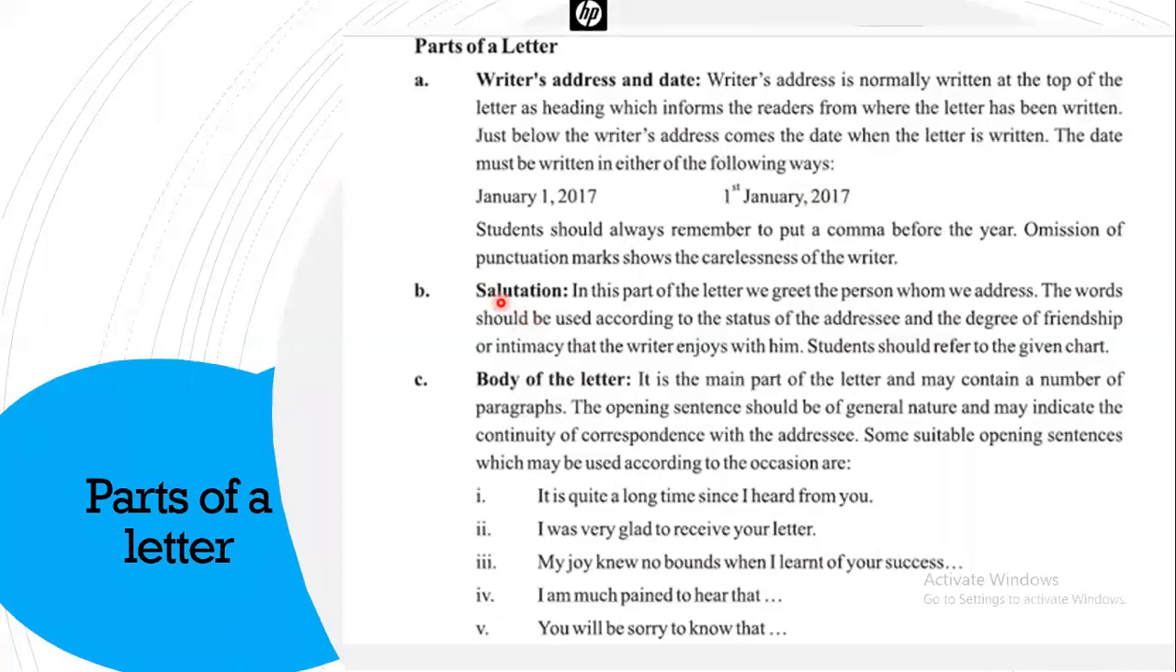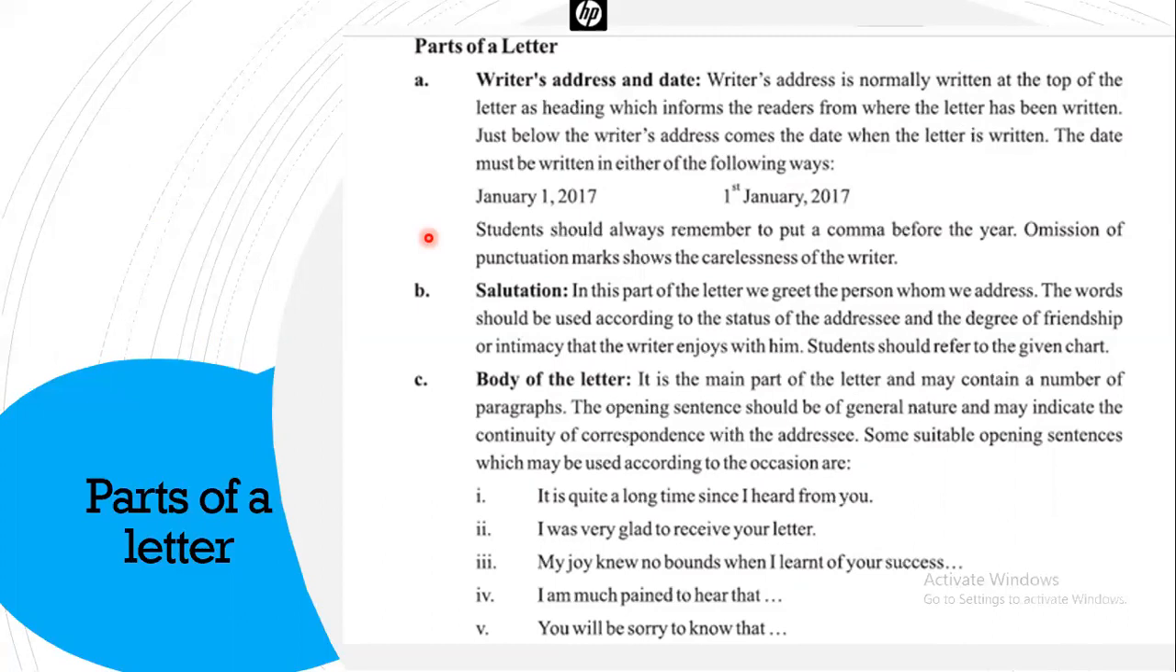Next comes the salutation. Now, a salutation is actually the part where we greet the person. The word should be used according to the status of the addressee and the degree of friendship or intimacy that the writer enjoys with him. Students should refer to the given chart. So you should know that if you're writing a letter to your mother, what salutation you're going to use, or if you're writing a letter to your best friend, what kind of salutation or greeting you should be using. You can't use one standard for every relationship.